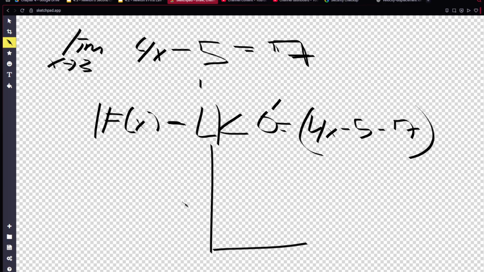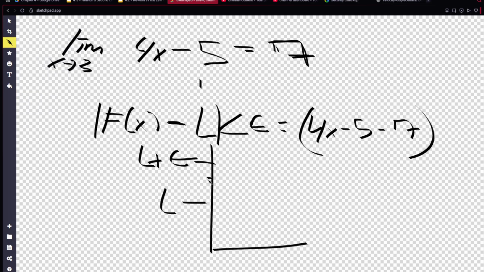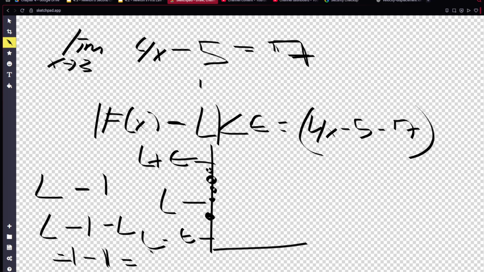So on that graph, if this is f of x, or L actually, and this is L plus epsilon, sorry, this should be epsilon actually. That means anywhere from this interval here, and also L minus epsilon. If you choose this point, right, which is, let's just say, L minus 1, then if we do L minus 1 minus L, we get negative 1, and the absolute value equals positive 1, which is less than epsilon. So that means epsilon is probably greater than 1 here, although that was just an example.